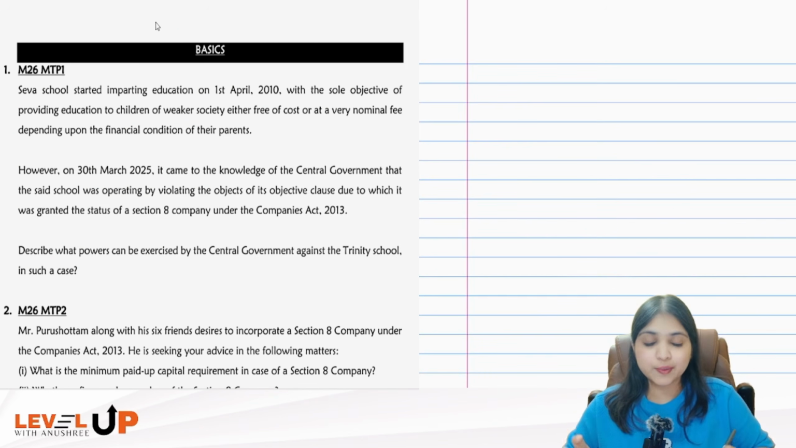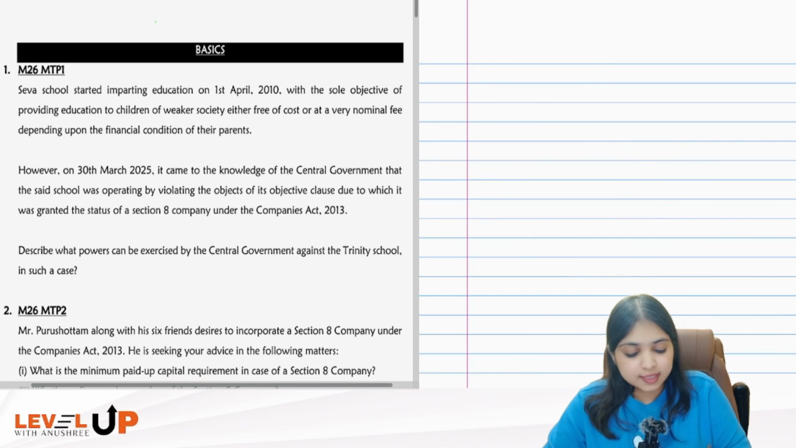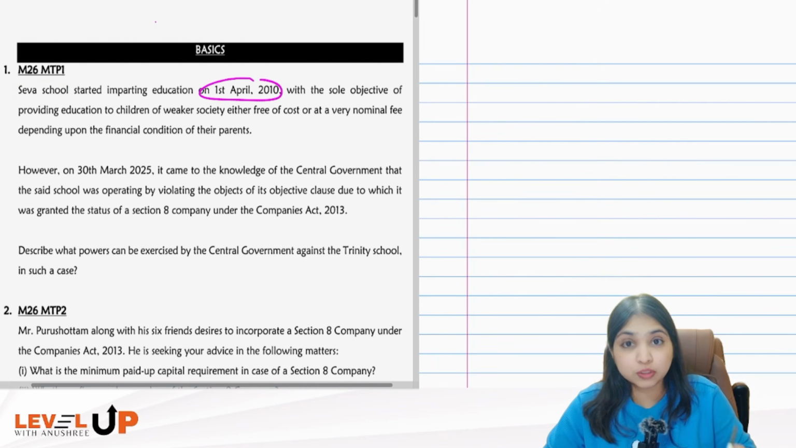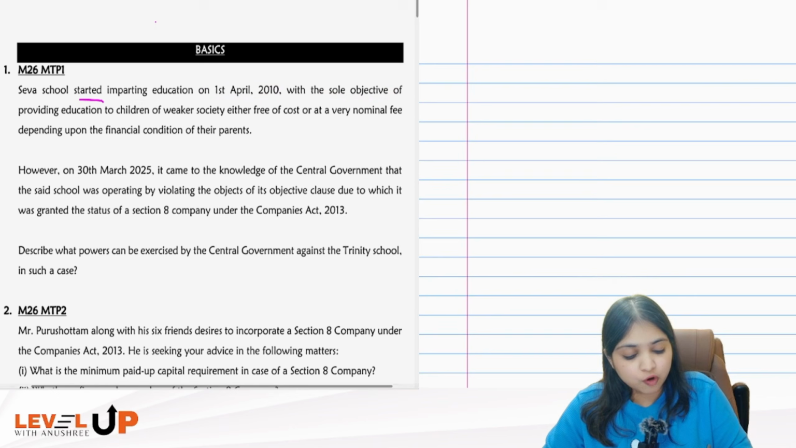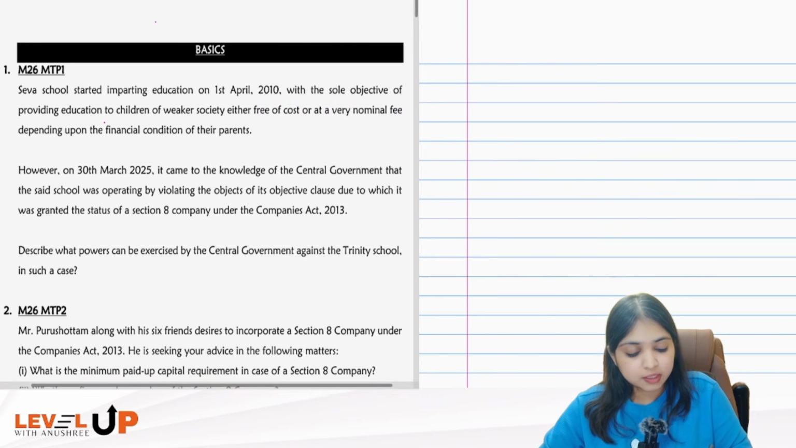Starting with the very first question over here, this is a May 26 mock test paper question. The question says, Seva School started imparting education on 1st April 2010 with the sole objective of providing education to children of weaker society, either free of cost or at a very nominal fee, depending upon the financial condition of their parents. So basically, we're talking about a school over here.